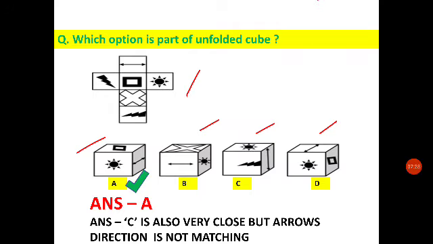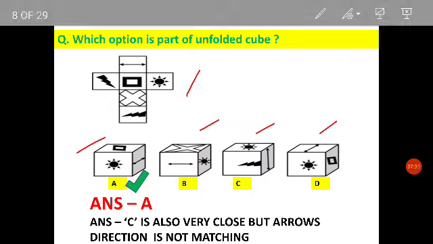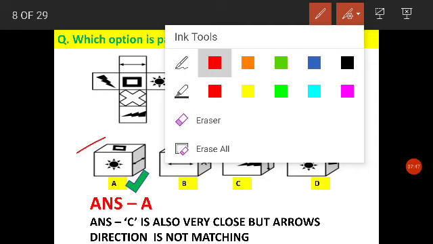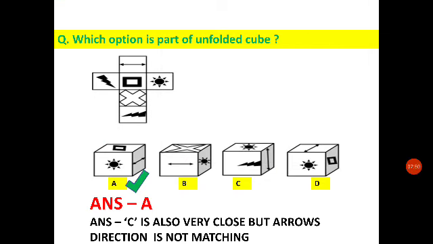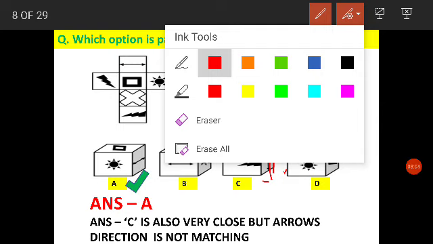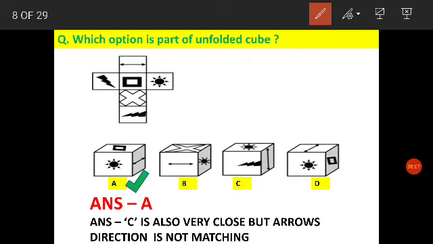Now option C is also close, very close. But the direction of this arrow is actually different. I'll explain this once again. The direction of this arrow, this one here, is actually not as per the figure.